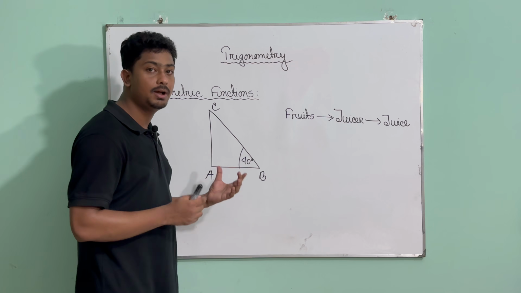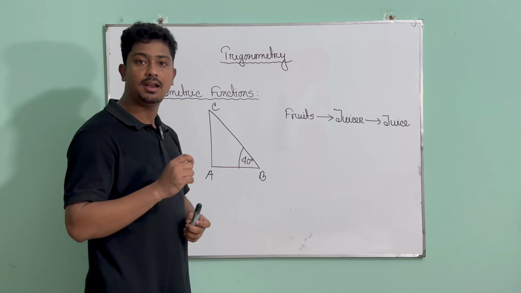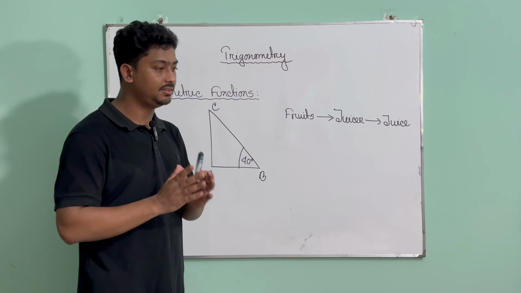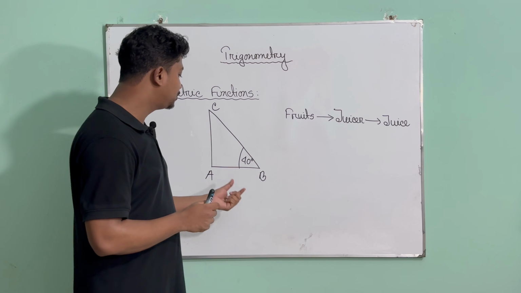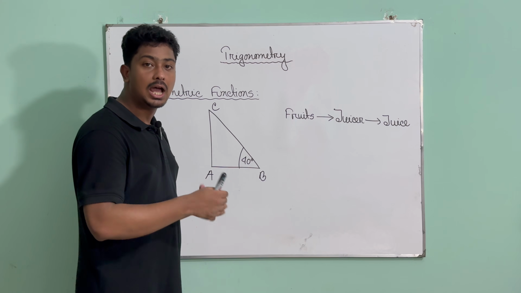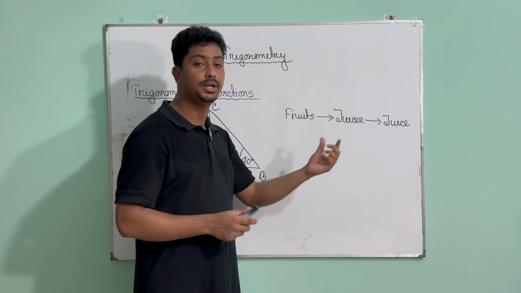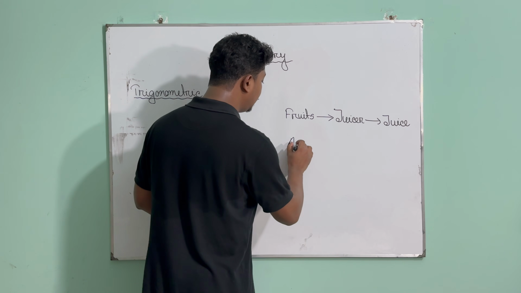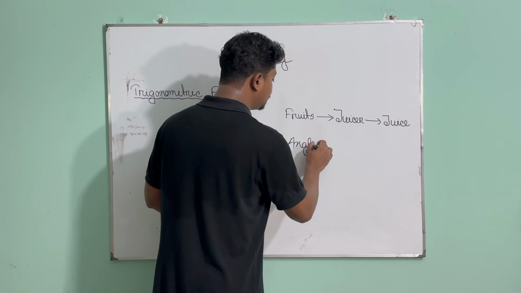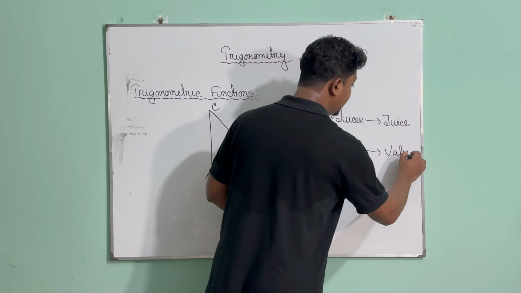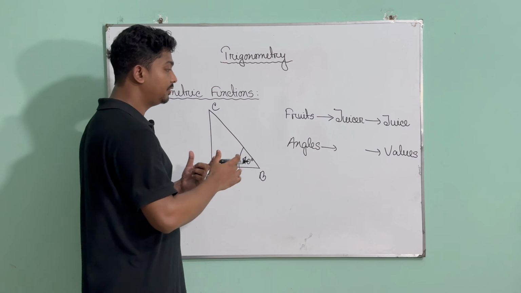We use the angle, but angles directly cannot be used to find the lengths of anything. What we need to do is convert this angle to values. How do you do that? Just like the juicer, we need some machines. We need angles to be converted to values, the values that we can use actually to find lengths of different things.